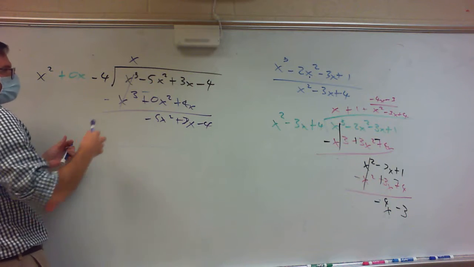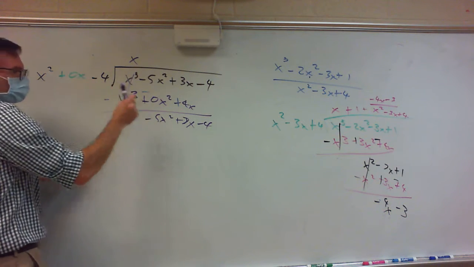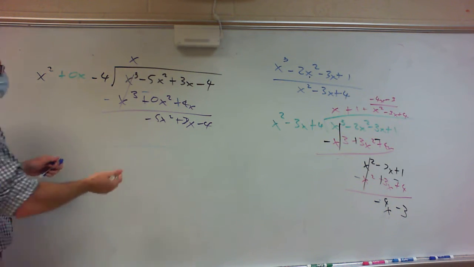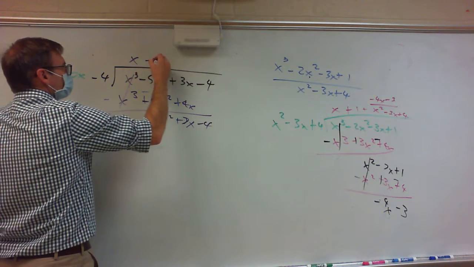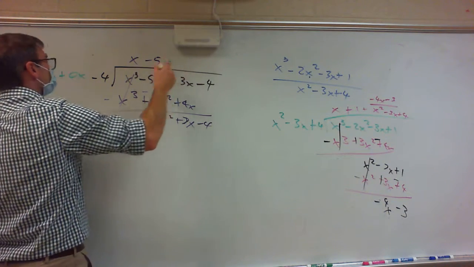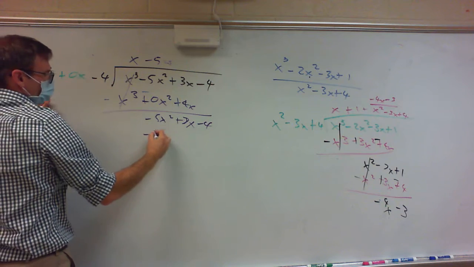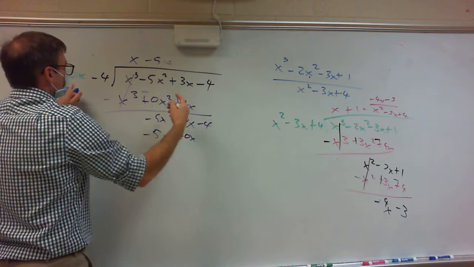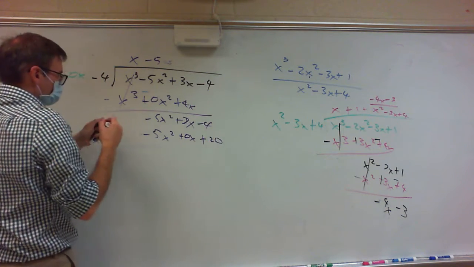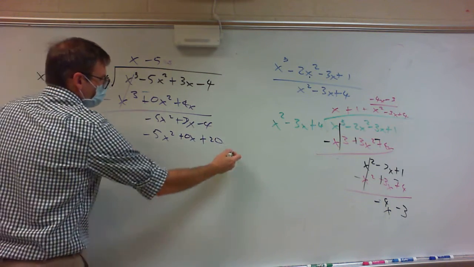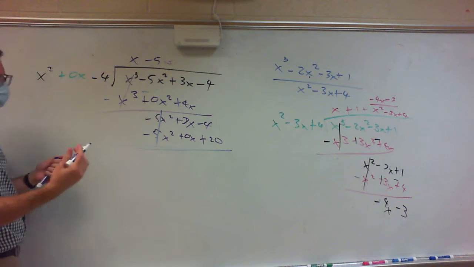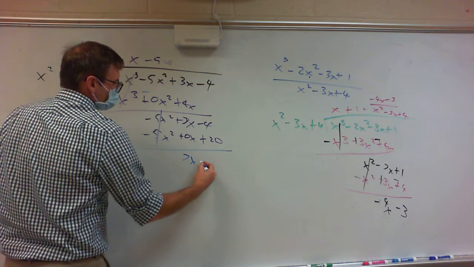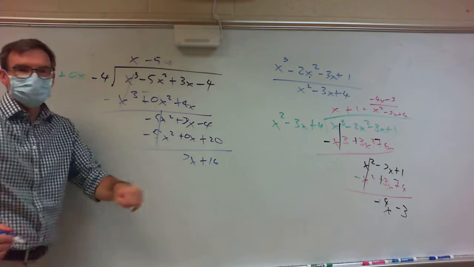And then I think what goes here so that this times this exactly equals negative 5x squared. It's going to be negative 5x, negative 5. And so now it gives me negative 5x squared plus that 0x plus 20. This first term cancels because I wanted to, and so now I end up with 7x plus 16. There's your remainder.